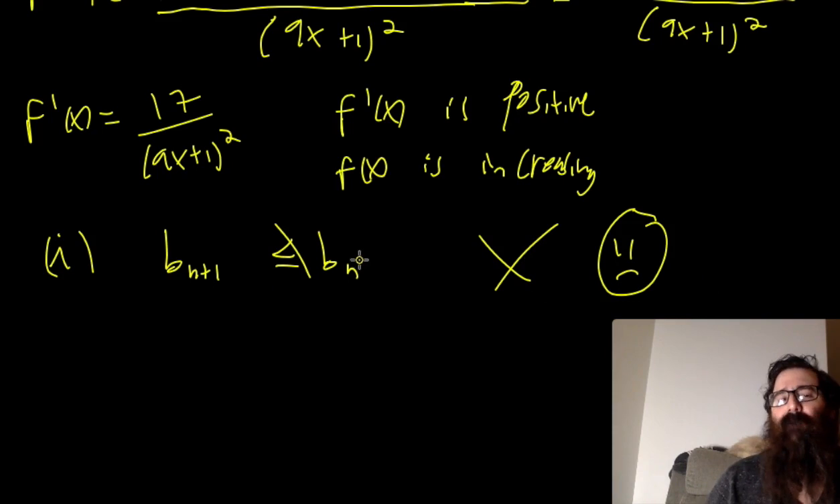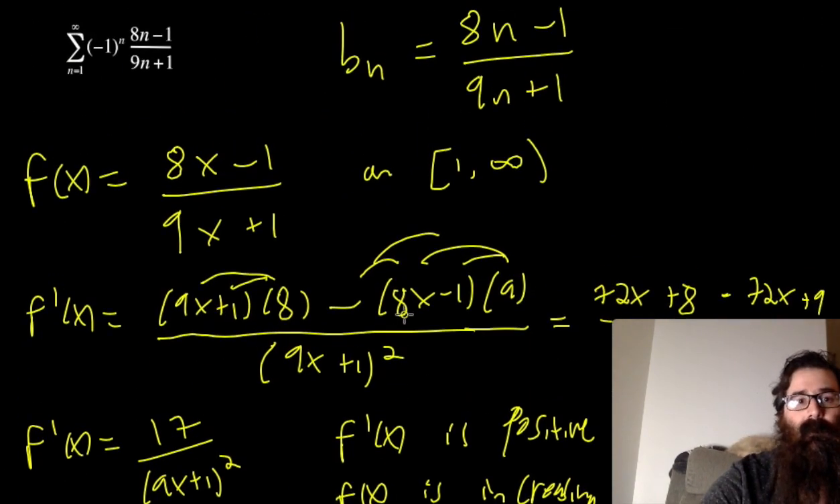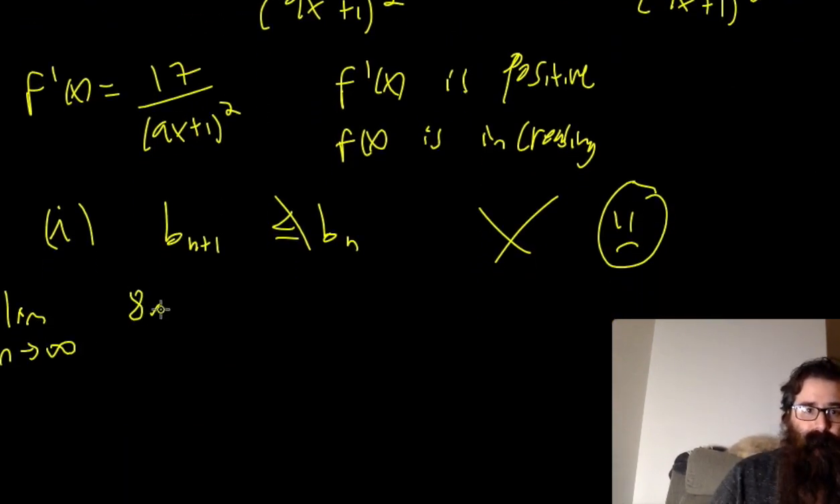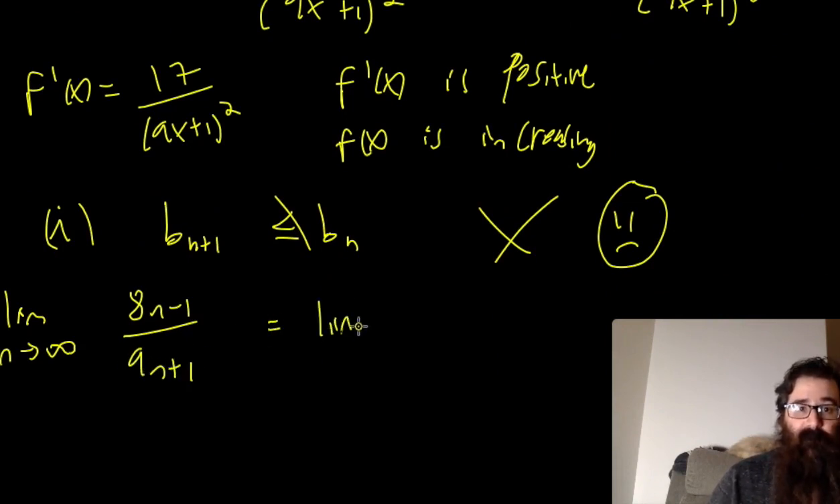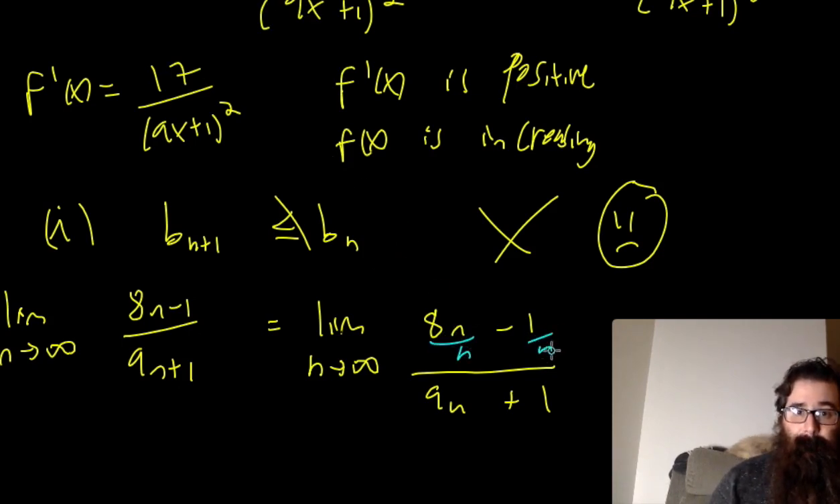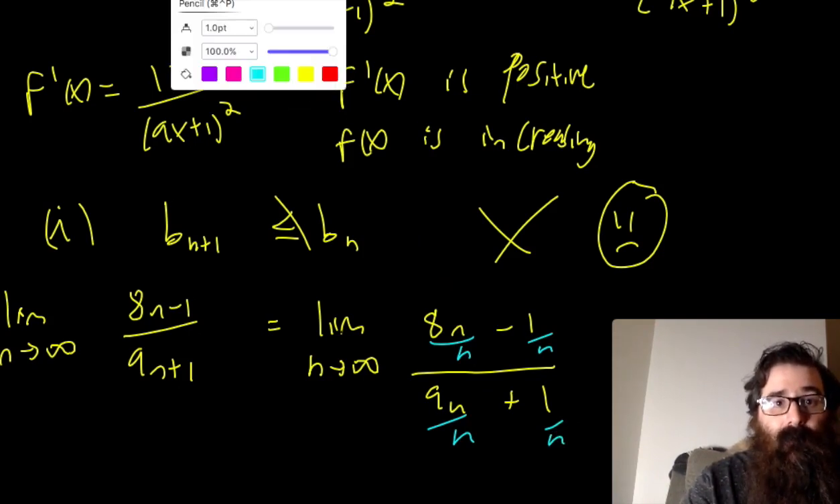If I were to move on to that second condition, we're still going to see some bigger issues. So let's say I didn't do this, though we should. If I took a look at the limit as n goes to infinity of 8n minus 1 divided by 9n plus 1, we would use our favorite trick, right? We would divide through by the highest power of n in the denominator. So we have 8n minus 1 on top, 9n plus 1 on bottom, and we would divide everything by n. Let's see what happens here.